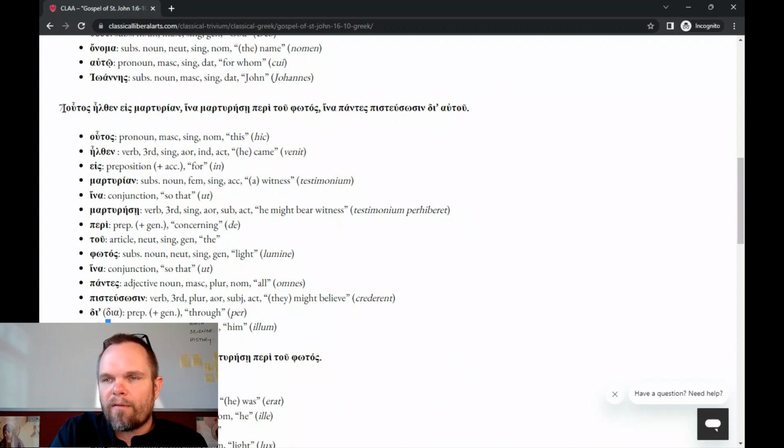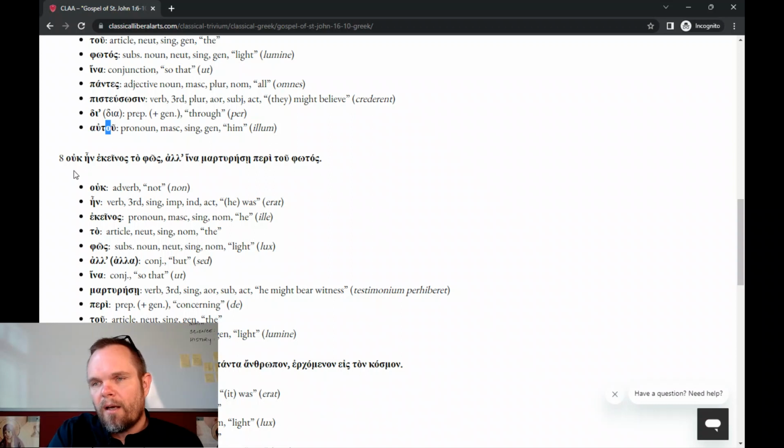So let's go back through verse 7. Houtos elthen eis marturian, hina marturese peri tou photos, hina pantes pisteusosin di autou. This man, again, man is understood, this man came for a witness so that he might bear witness concerning the light, so that all, man is understood, so that all might believe through him, through John's witness. All right, that's verse 7.